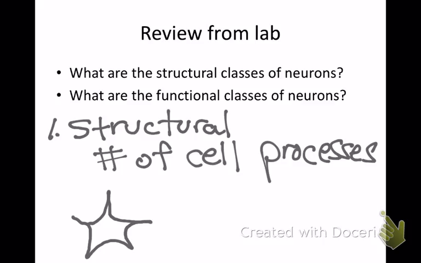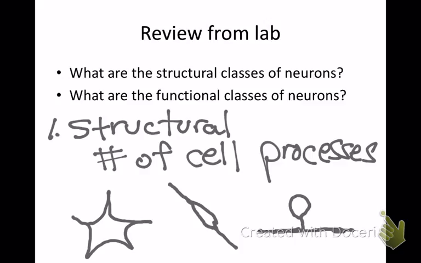So neurons can have a bunch of processes. This particular one's kind of star-shaped, so it has 5 processes, okay? Some neurons have only 2 processes, one at each end. And some neurons have only 1 process that runs in both directions. So it's sort of 2 parts, but technically it's 1 process. Can everybody see my 3 categories?